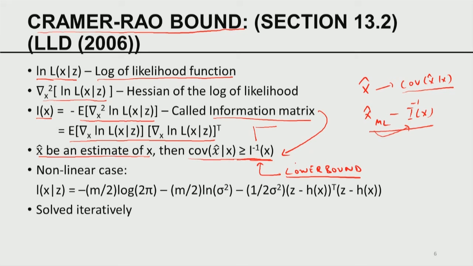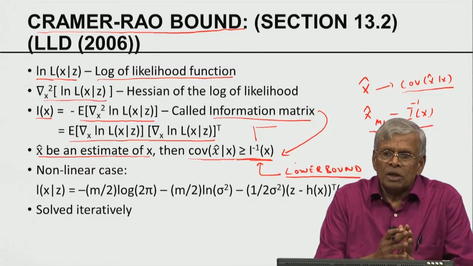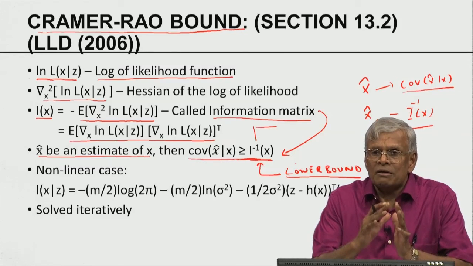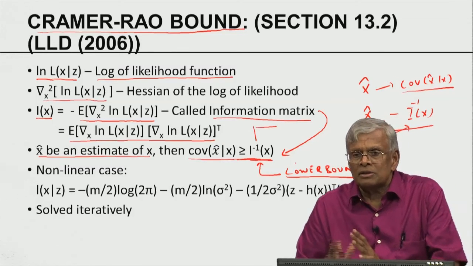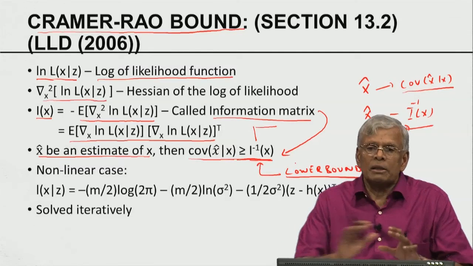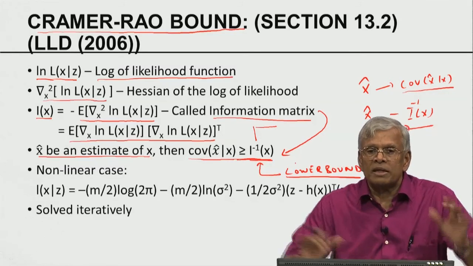So what does this mean? The maximum likelihood estimate gives the best estimate, in the sense that the covariance of the estimate resulting from the maximum likelihood estimation is the smallest among the possible values that the covariance of an estimate can take.